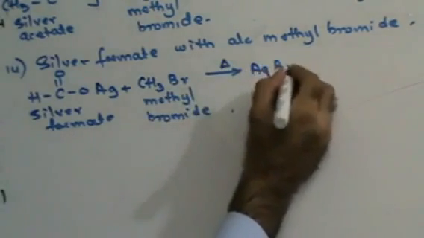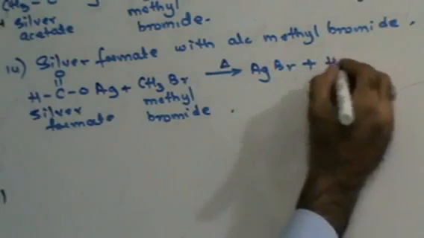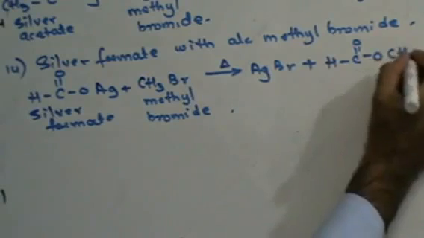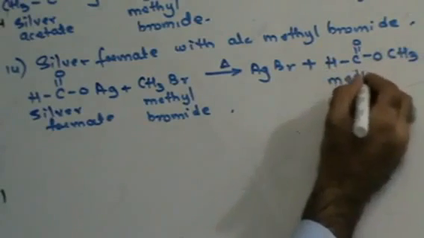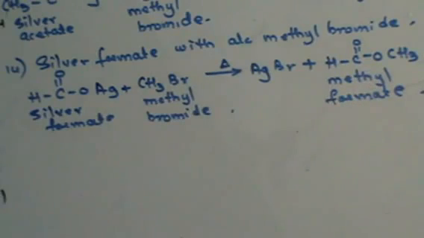Ag will react with Br to give you silver bromide. The methyl group goes in, so you will have HCOO. The formate group reacts with methyl, so this is going to be methyl formate. Next.